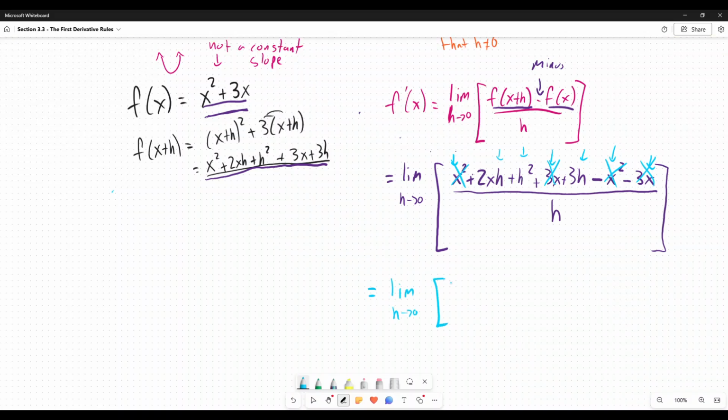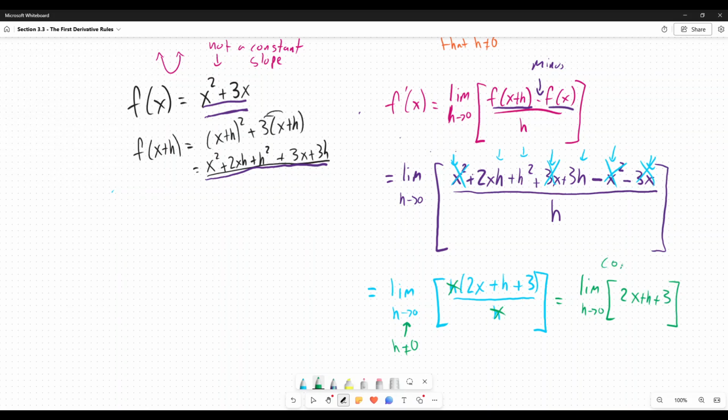So 2xh just goes to 2x. The h squared goes to h. And the 3h goes to 3. Don't forget, there's an h on bottom. And, as a reminder, this tells me h does not equal 0, which means the h on top and the h on bottom cancel, leaving me with the limit as h approaches 0 of 2x plus h plus 3.